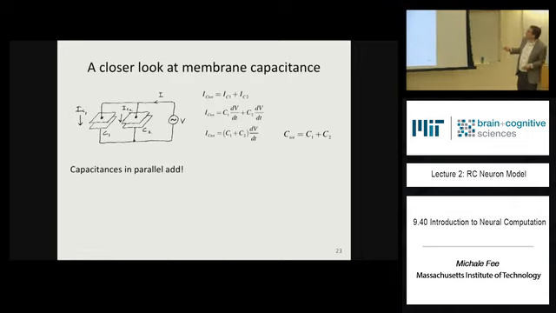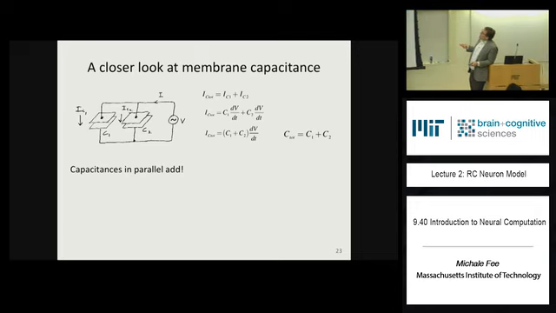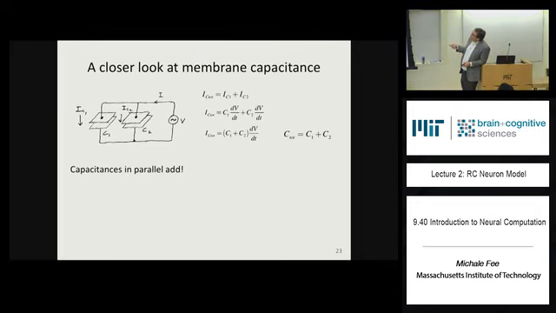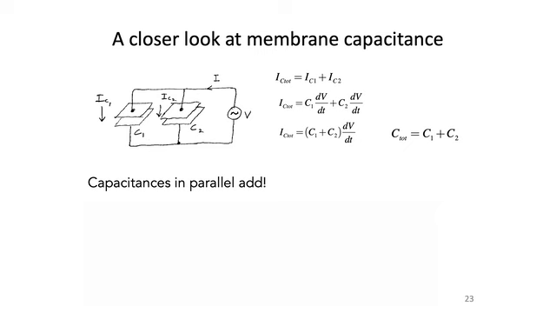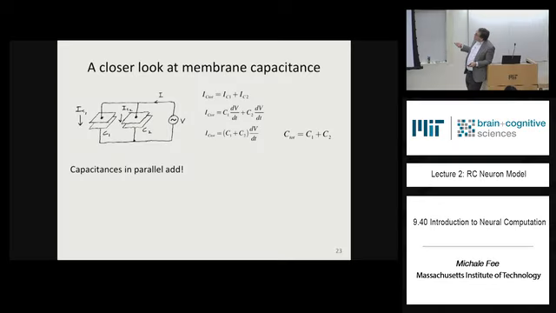Okay, now let's look at capacitance. The total current through these two capacitors in parallel is just the current through one capacitor plus the current through the other. We can write the current through each capacitor separately. I total equals C1 dV/dt plus C2 dV/dt. Factor out the dV/dt, and you get that the total current is just (C1 plus C2) dV/dt. So the total capacitance is the sum of the capacitances.